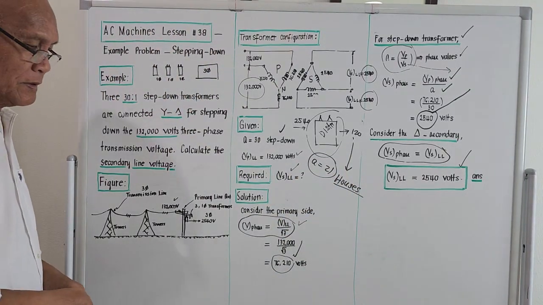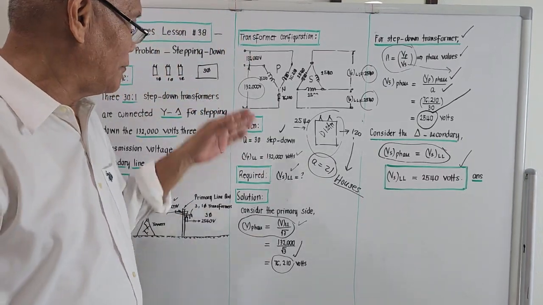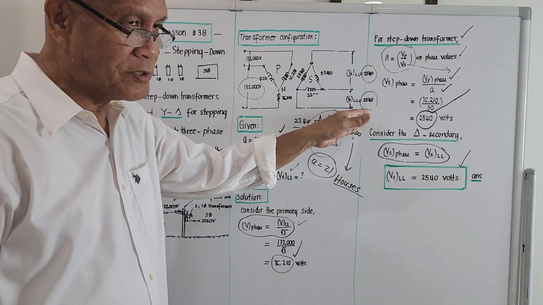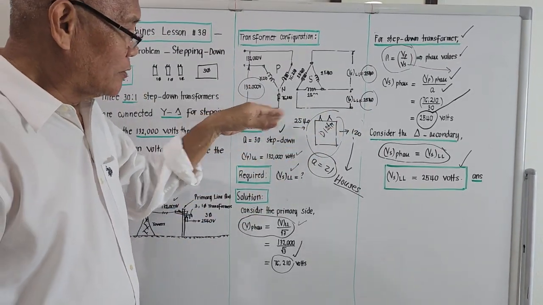Okay, that's it, guys. That's how we transform a high voltage to a lower voltage by using the Y to delta configuration.